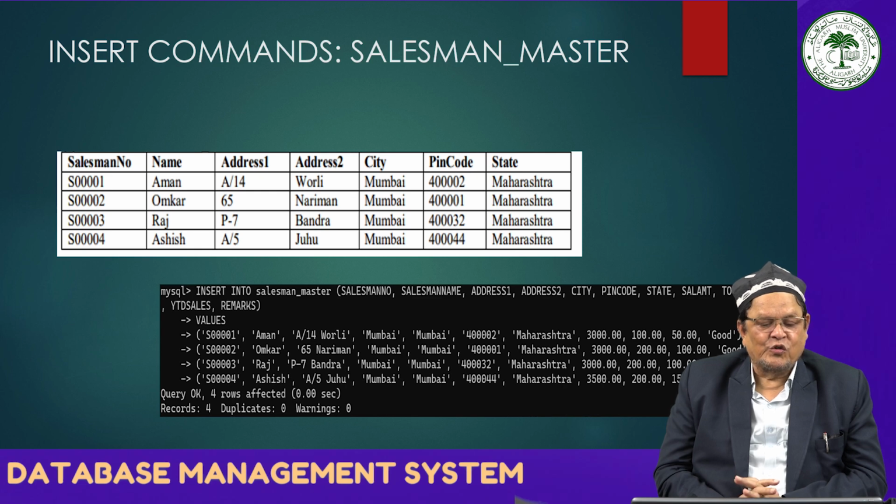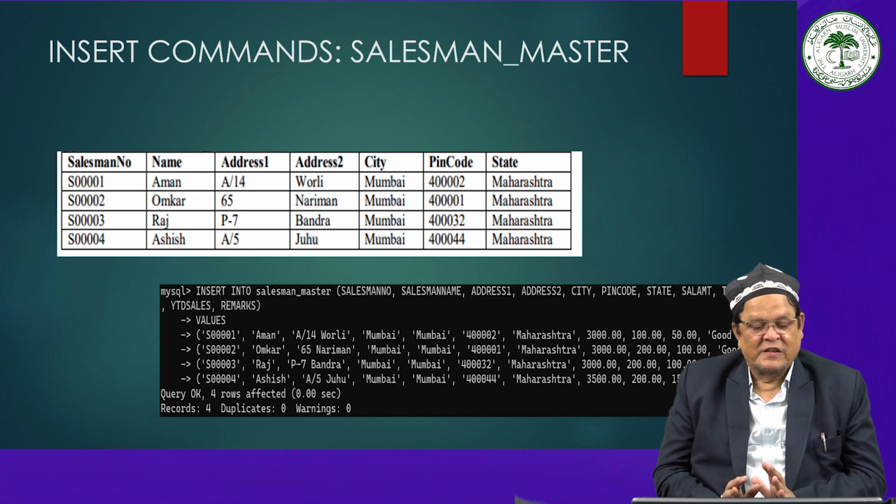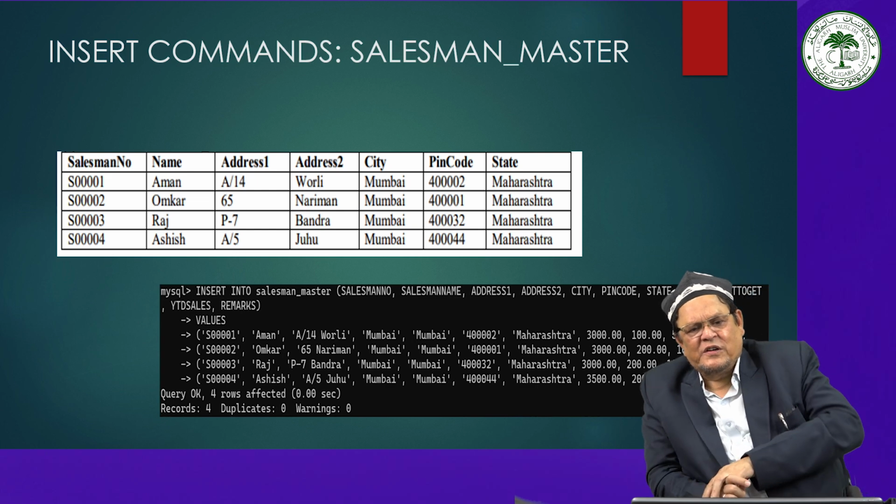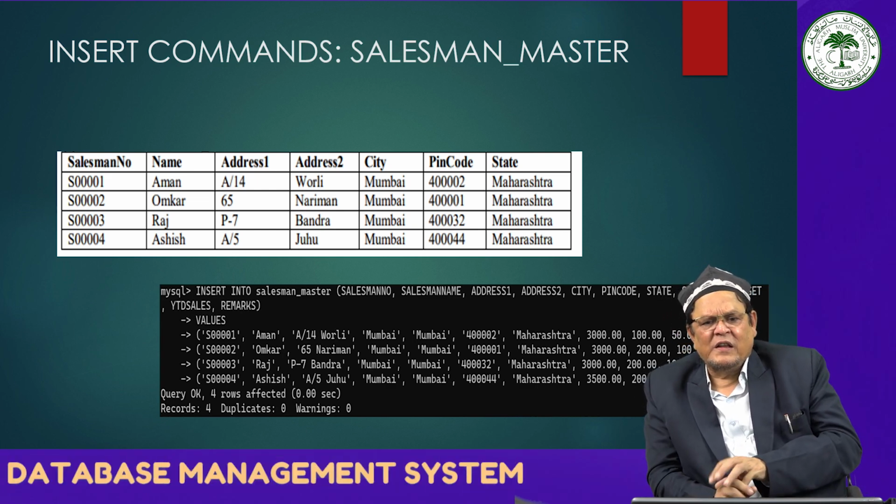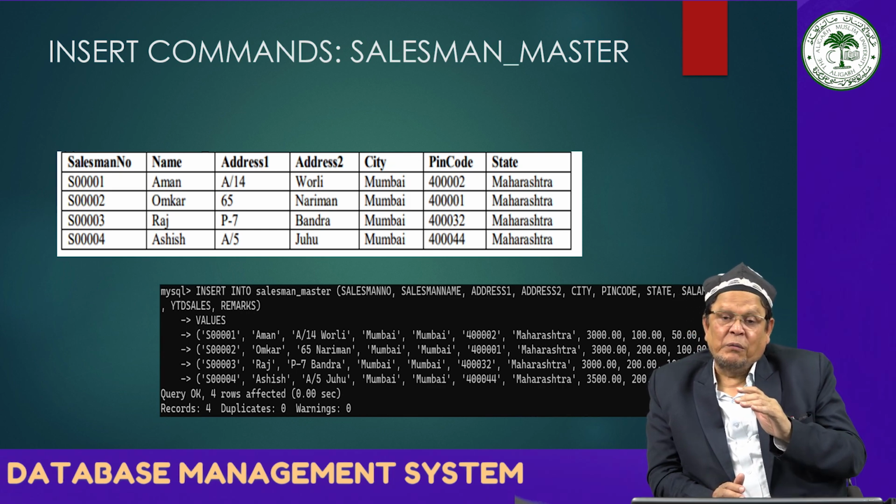The first record is S001, Aman, A/14, Worli, address 2, city is Mumbai, pin code is 4002, and state Maharashtra. In the same way you have S2, Omkar, S3, Raj, S4, Ashish. Address 1, address 2, Raman, Bandra, Juhu, all are from the same city, like that. Then the pin code and the state. This data you have to enter in the table which you have created, salesman master.